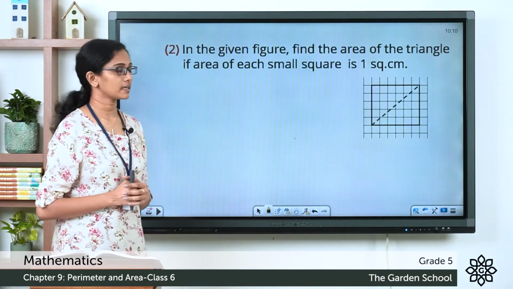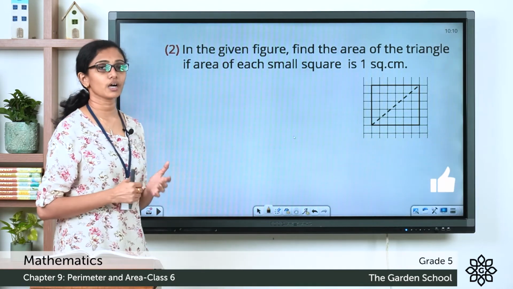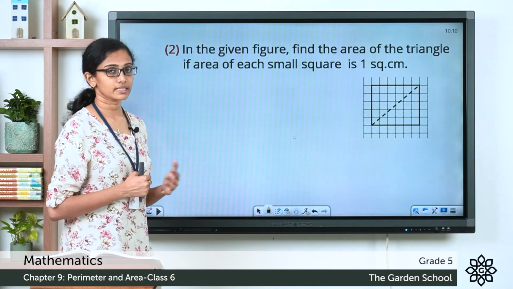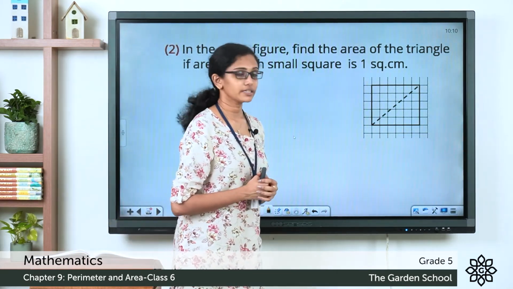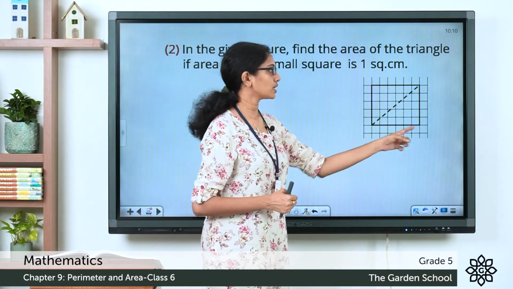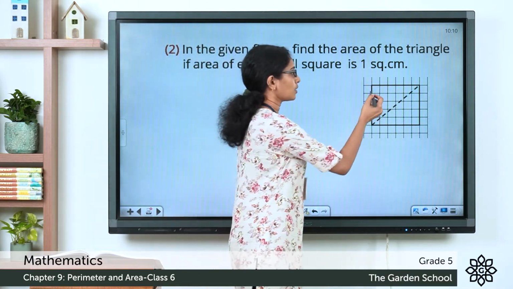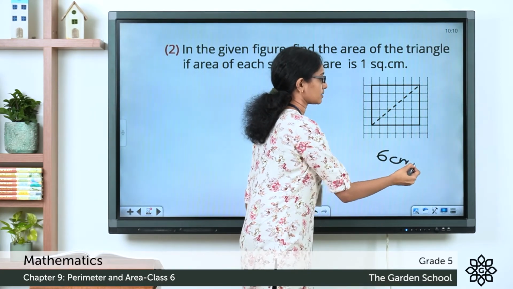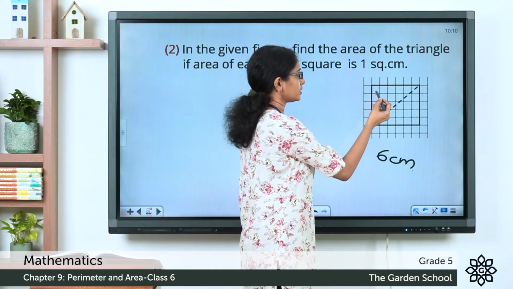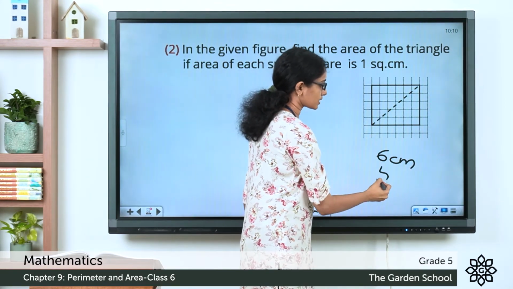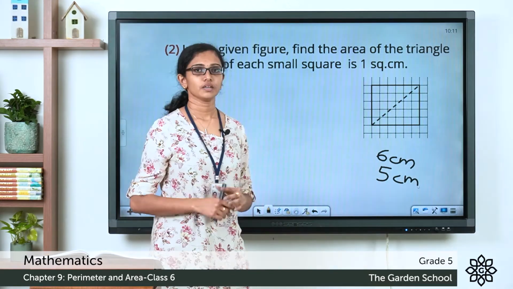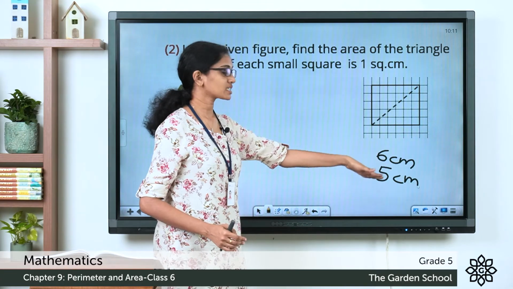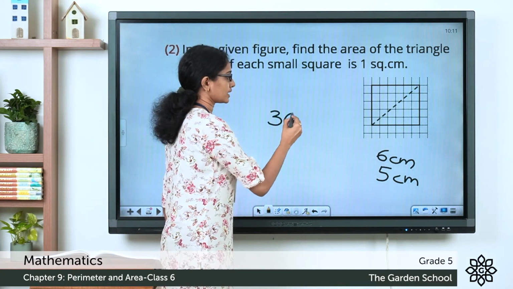Now we'll see one more question. In the given figure, find the area of the triangle if area of each small square is 1 square centimeter. So first let's find out the length and breadth of this whole rectangle. So count the squares. 1, 2, 3, 4, 5, 6. So the length is 6 centimeter. And what about the breadth? 1, 2, 3, 4, 5. So the breadth is equal to 5 centimeter. So what would be the area of this rectangle? It will be length into breadth, or 6 into 5, which is equal to 30.